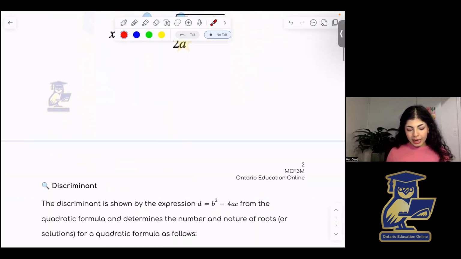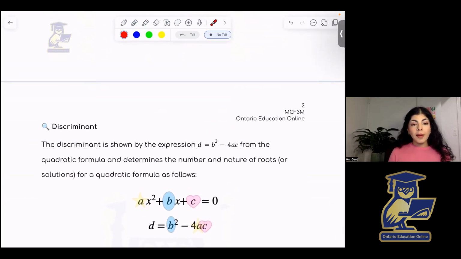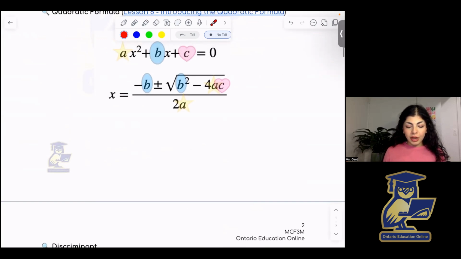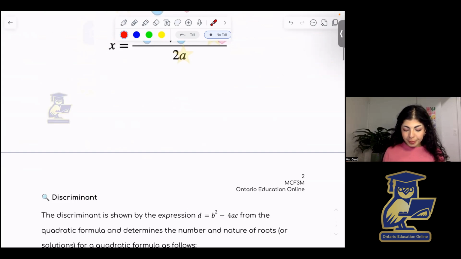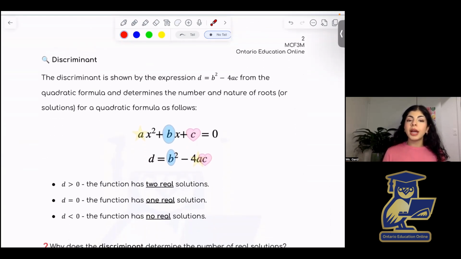Now we're getting introduced to the discriminant. The discriminant is shown by the equation d is equal to b squared minus 4ac. That should be familiar to you because it was from over here, we see that b squared minus 4ac. It's from the quadratic formula, and it helps us determine the number and nature of roots, or the solutions, of a quadratic function. So what does the number and nature of roots mean?